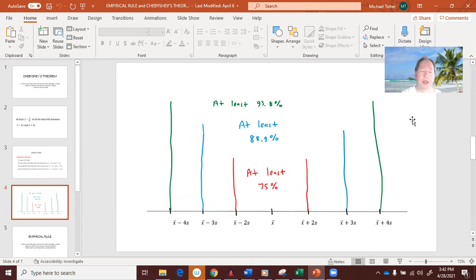And schematically, here's what it looks like. At least 75% fall between x bar minus 2s and x bar plus 2s, where the mean is in the center right there. And we have that at least 88.9% of the data falls between x bar minus 3s and x bar plus 3s. And we have at least 93.8% of the data falls between x bar minus 4s and x bar plus 4s. As you can see, the ranges get larger and larger and larger as we go from 2s to 3s to 4s and so forth. Let's look at some example problems.